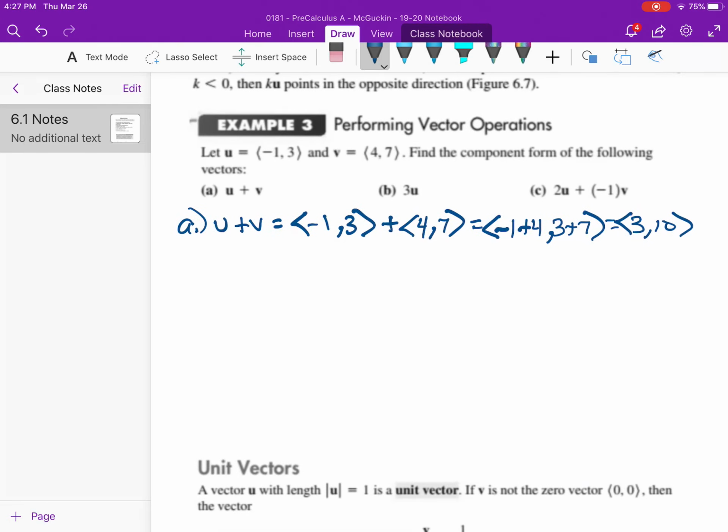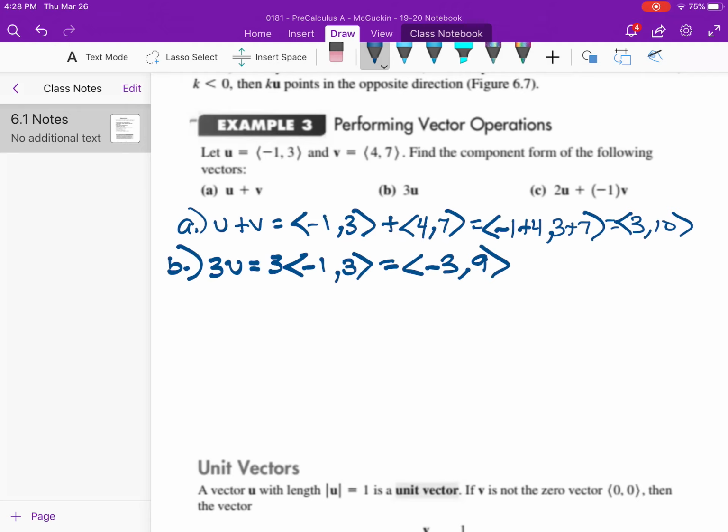Let's go to part B and do our scalar multiplication. So 3u is 3 times the vector u. So 3 times -1, 3 is going to simply be -3, 9. That is it. So 3u would be -3, 9.